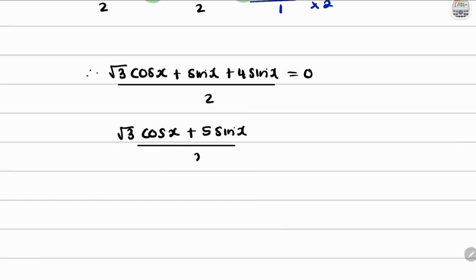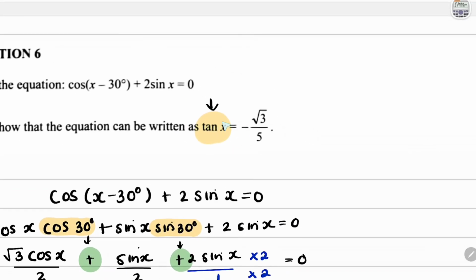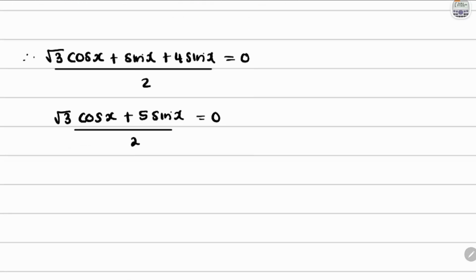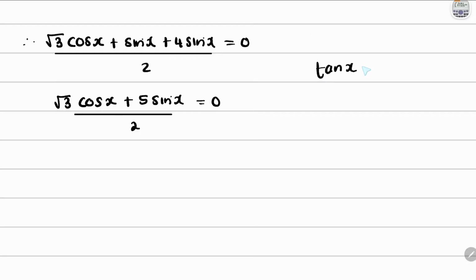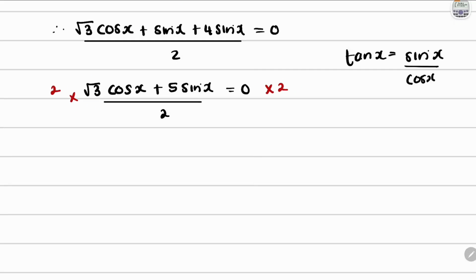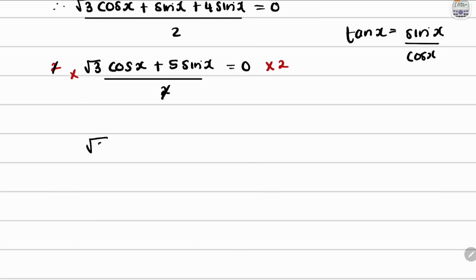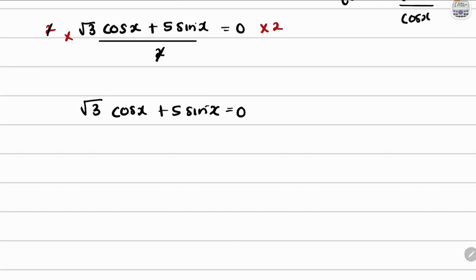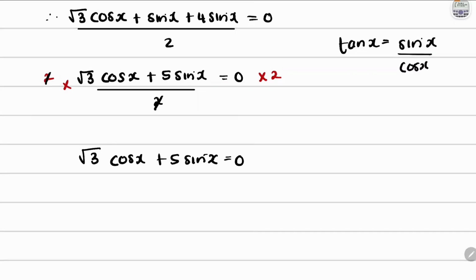Okay, I don't think we should put it together, and here's the reason why. You see that here we just have a tan x. To form tan x, we form that by saying sine x over cos x. So because I need to actually take the sine x and divide it by the cos x, it's not really helpful to have this 2 here. So what we can do is just get rid of it by multiplying both sides by 2. That's fine. And then it's gone. So now we have root 3 cos x plus 5 sine x, and then that is equal to 0. Okay, so remember, to form tan, you need to say sine over cos.